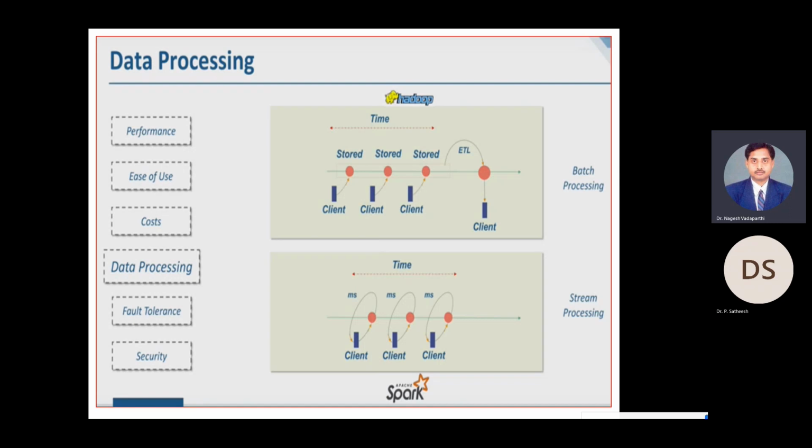See here, the client is requesting and reading many times. The loop forms in the diagram. It is based on streaming processing.